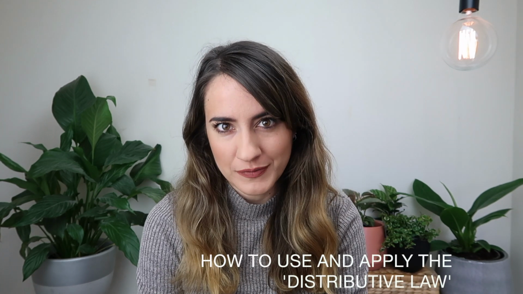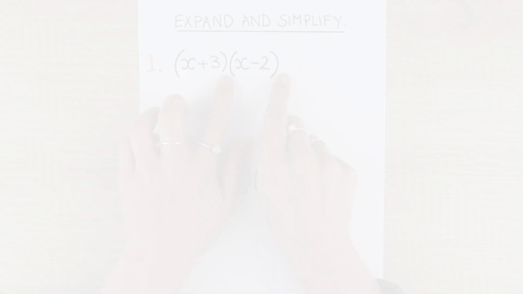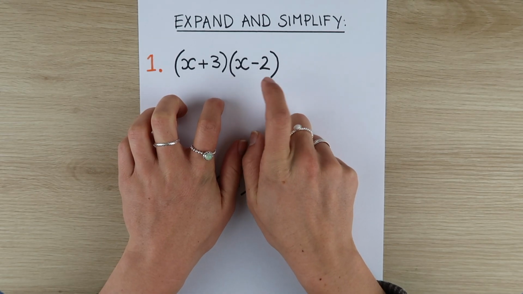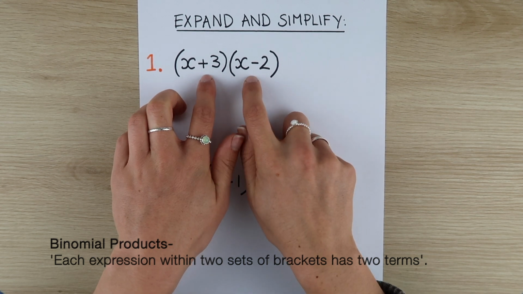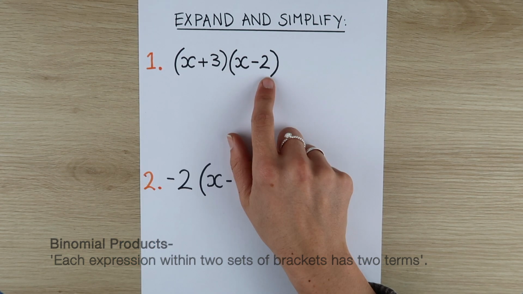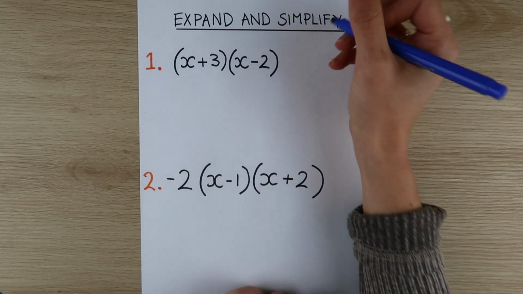Today I'm going to be going over how to use the distributive law. Now this is also known as FOIL, first, outside, inside, last. And it's basically a good way to remember how to expand brackets when you've got binomial products. Now we call this binomial products because each expression within the brackets has two terms. We use FOIL because it's a good way to check off what we've done.